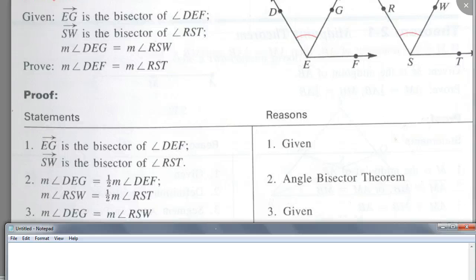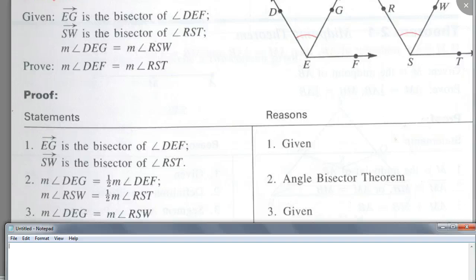Now, guess what we're going to do, Dylan? What is DEG equal to? Look at the second step. DEG is equal to half of the whole thing. Hold on, guys. So guess what we're going to do next, Dylan? We're going to substitute it in. Does that make sense?